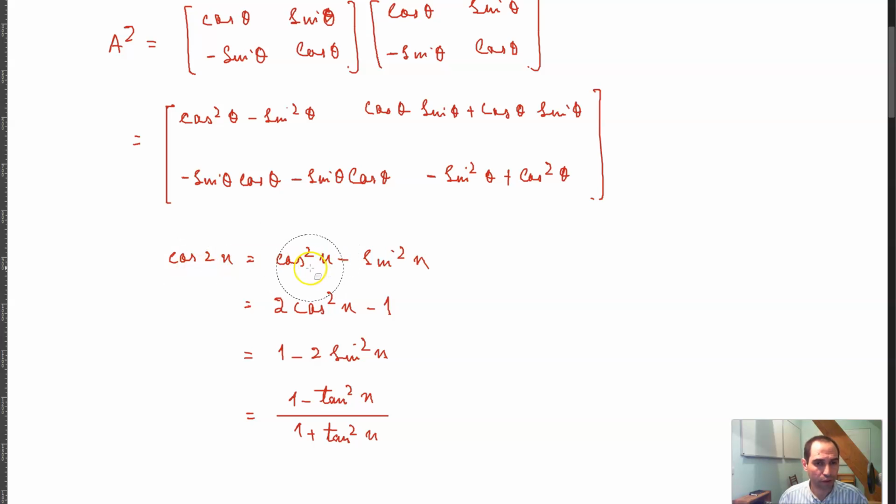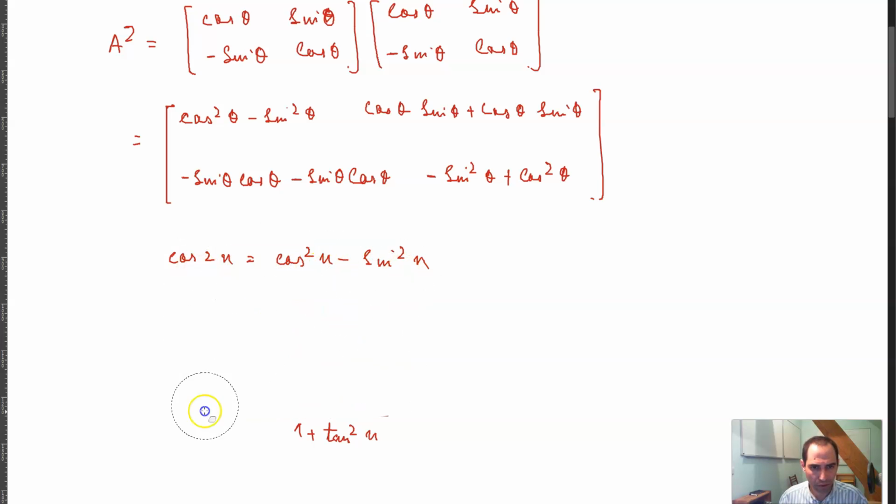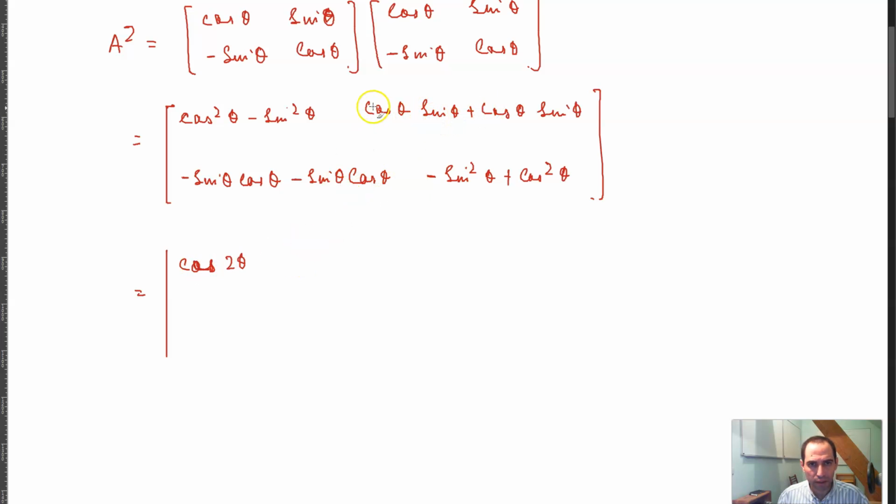So that's all the different ways in which we have written this formula. So cos of 2 theta is cos squared theta minus sine squared theta. That means that I can write cos squared theta minus sine squared theta as cos of 2 theta. And this is the same thing as cos theta sine theta plus cos theta sine theta, that is 2 times cos theta sine theta, and that is negative 2 times cos theta sine theta.